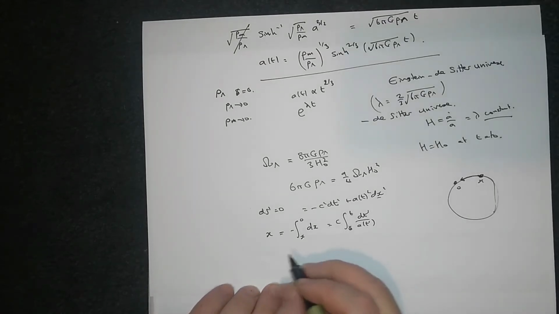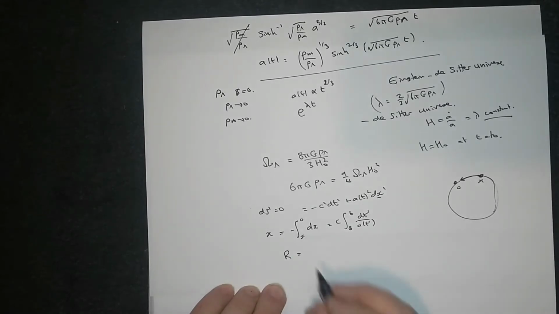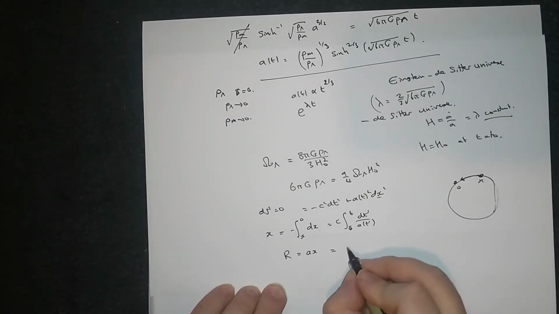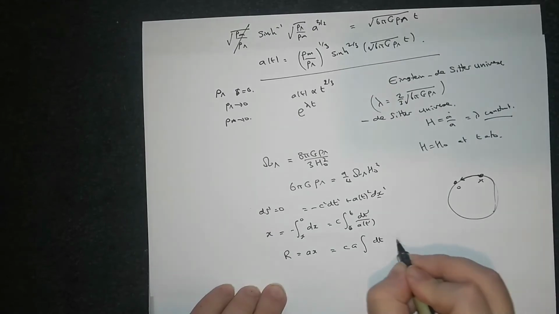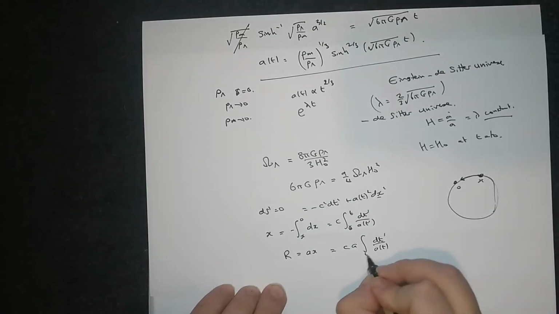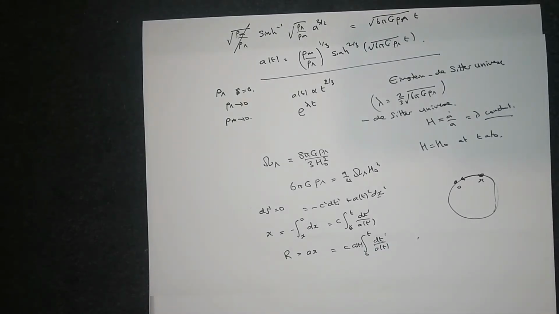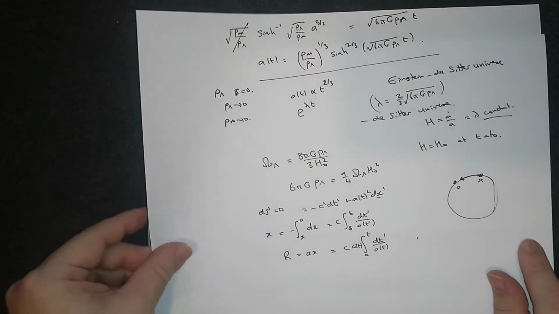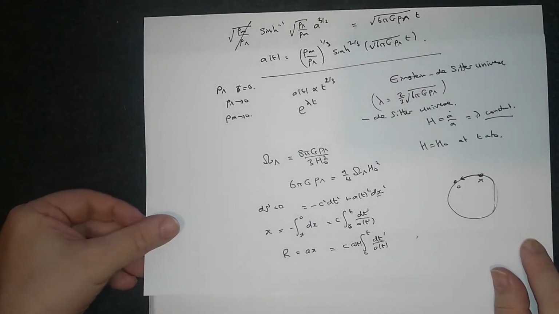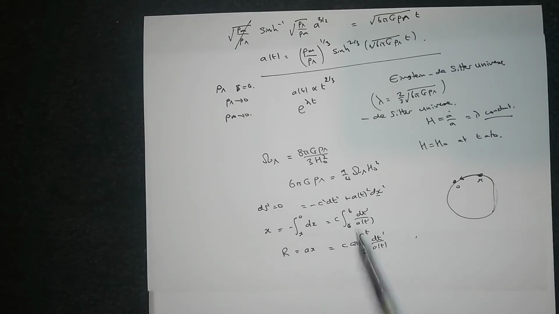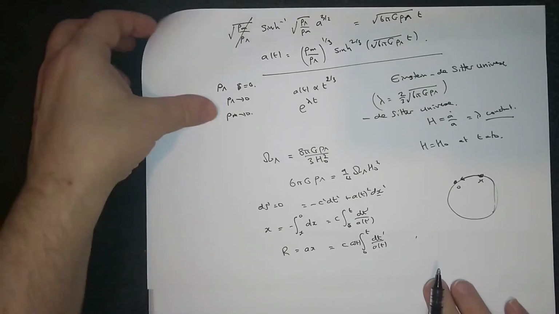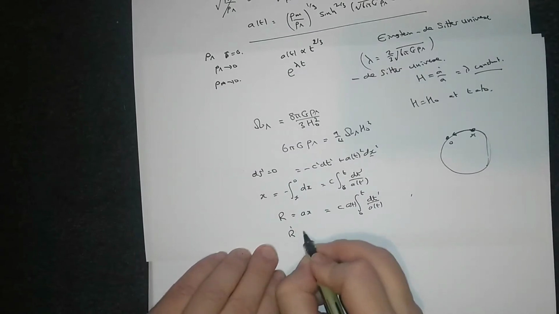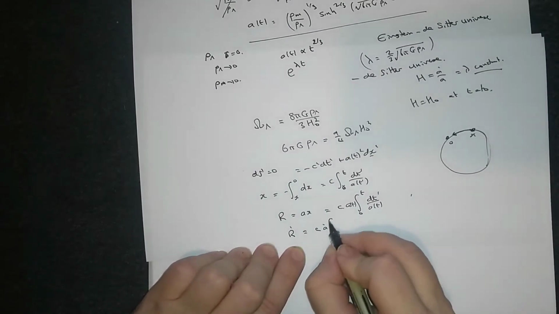The distance is then r is a x, is c a the integral dt over a of t, from 0 to t naught. So that's my distance to the cosmological horizon. If the universe did not have a Big Bang, then of course we would have the zero replaced by minus infinity.